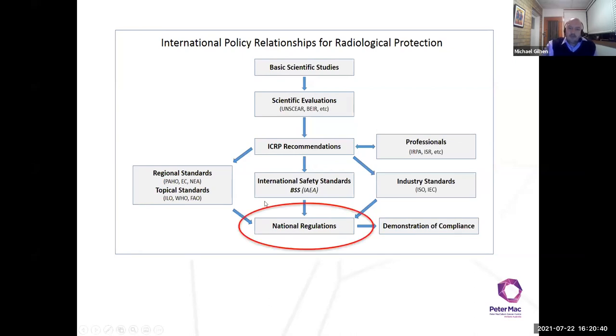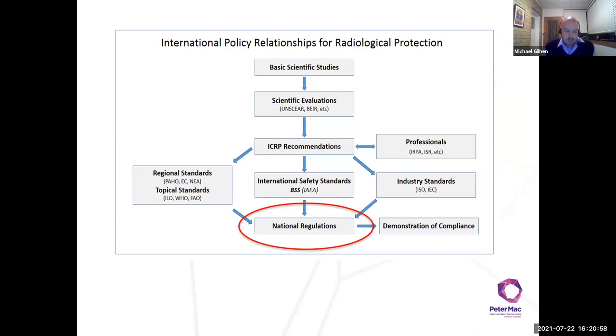But this is the important thing. This is your national regulations. So these are the people who have the legal authority to come to your workplace and ask you to show evidence that you're complying with the regulations.